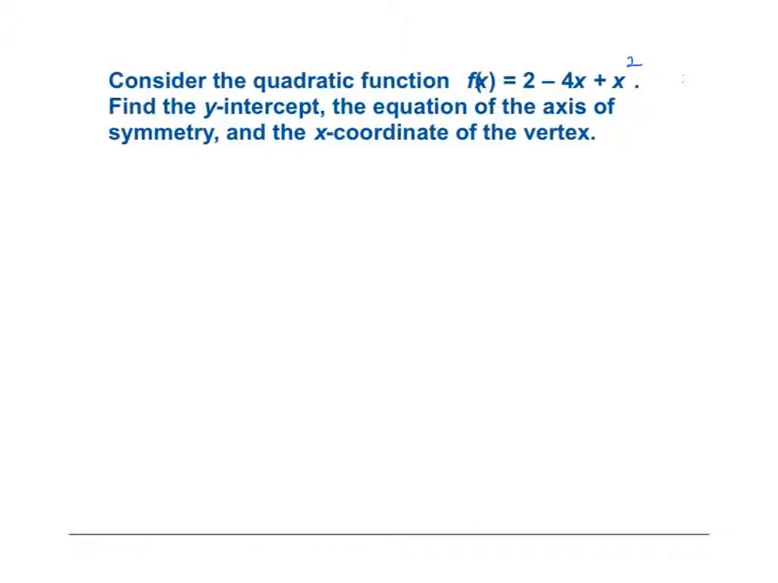Okay, so here I have this quadratic function. I have f of x is equal to x squared minus 4x plus 2. And I need to find the y-intercept, the equation of the axis of symmetry, and the x-coordinate of the vertex.